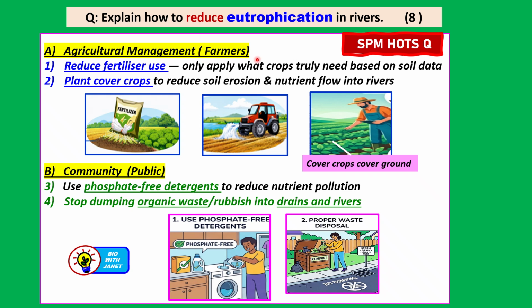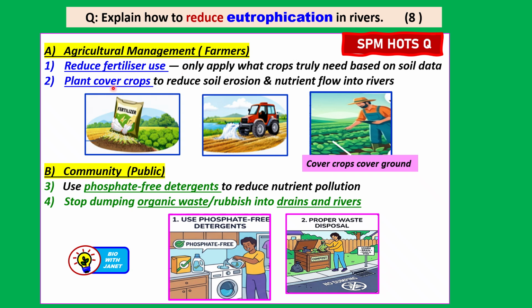Firstly, the farmers must practice agricultural management. That means they can reduce the fertilizer use, and apply only what crops truly need, the amount of nitrates and phosphates that are needed. Apply only the amount that's needed based on soil data. They have equipment to also measure the qualities of the soil, and from there they can find out how much fertilizer to use so that it's not in excess.